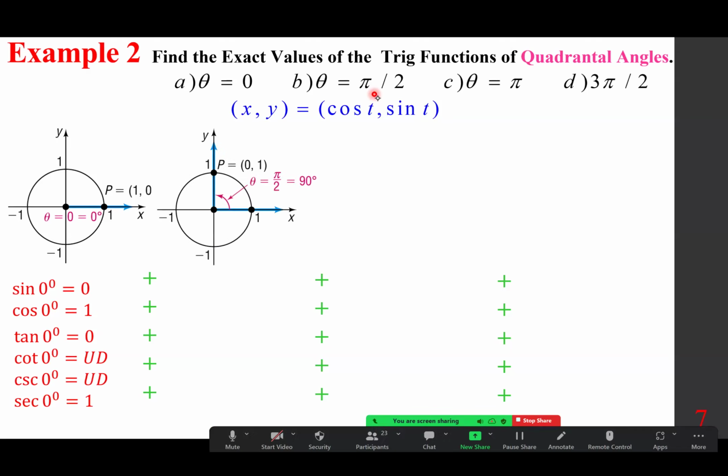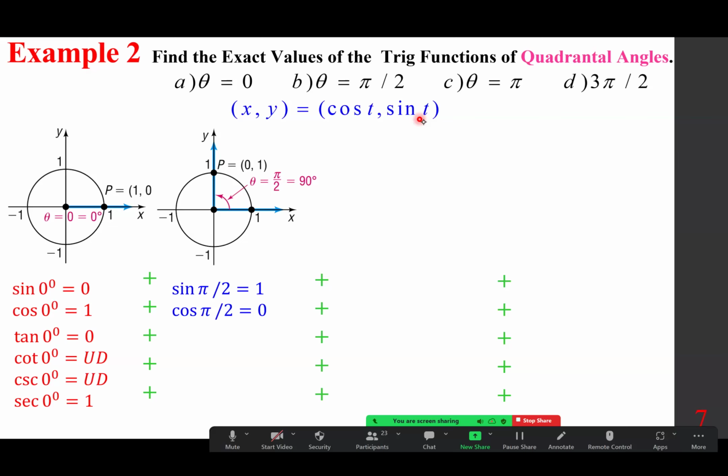Pi over 2. In the case of pi over 2, the terminal side is along the positive side of the y-axis. Remember, this is 0, this is pi over 2, or 90 degrees, this is pi, or 180 degrees, this is 3 pi over 2, or 270 degrees. And so this has coordinates 0, 1. In this case, cosine is 0, sine is 1. So sine of pi over 2 is 1, cosine of pi over 2 is 0.